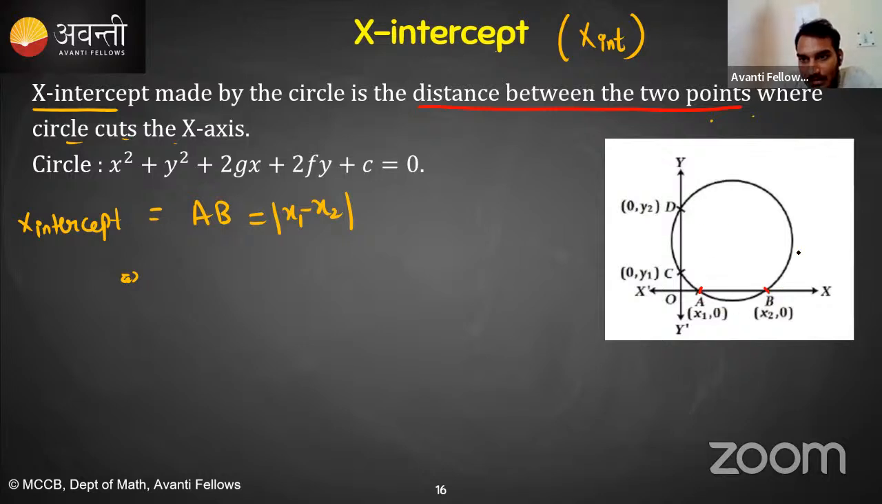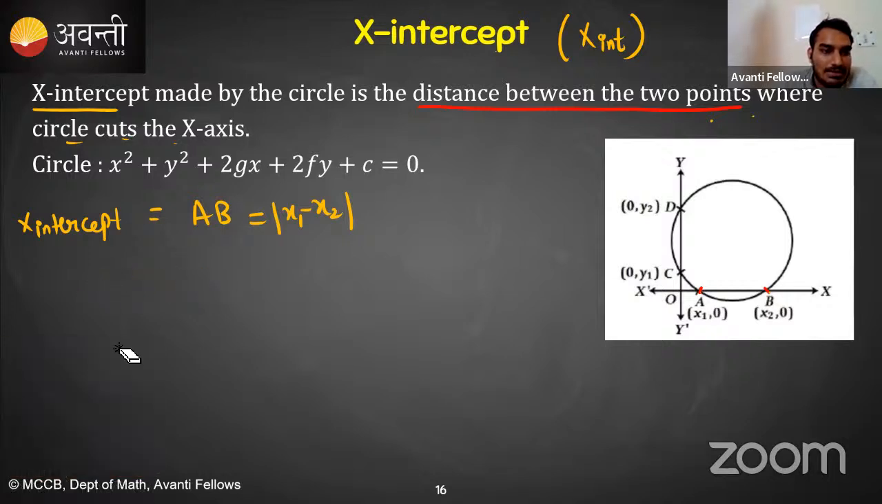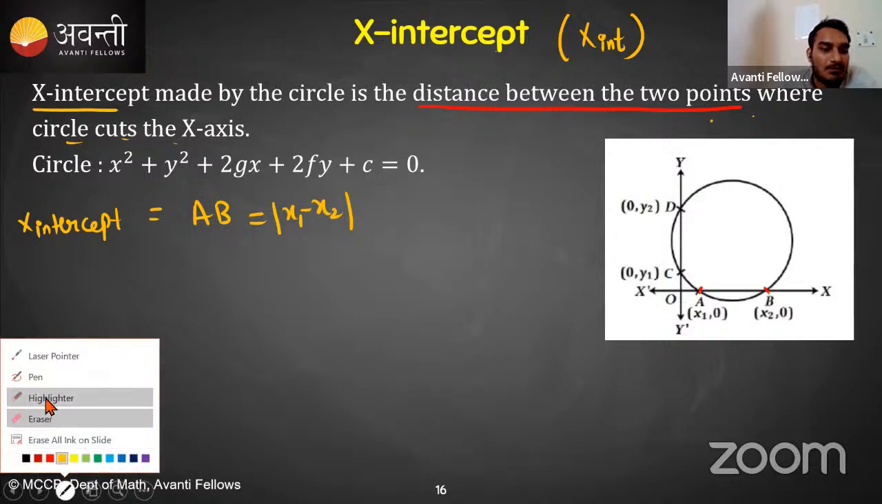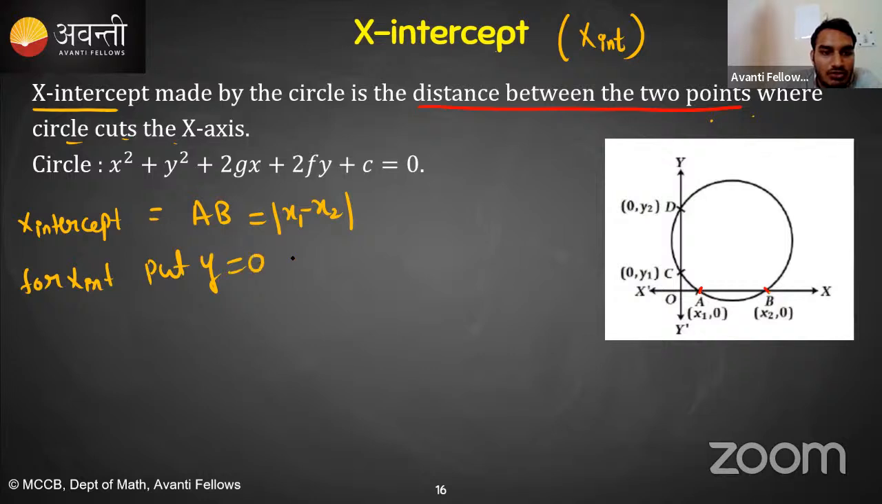a circle which is cutting at the 2 points A and B, right? So if you want the x intercept, put y equal to 0 and see what values of x you are getting, and just the magnitude of the difference of those two values of x will give you the x intercept, right? So for the x intercept, put y is equal to 0 in equation 1.